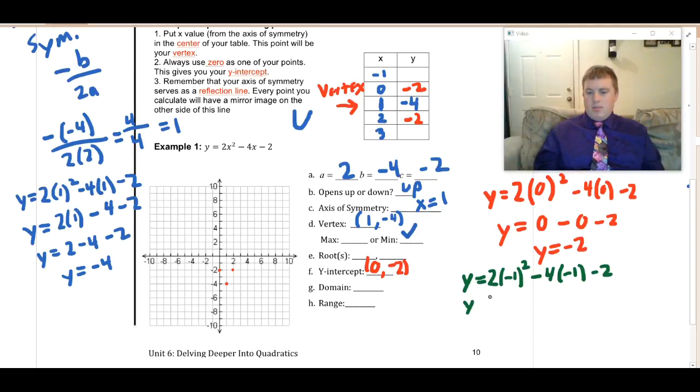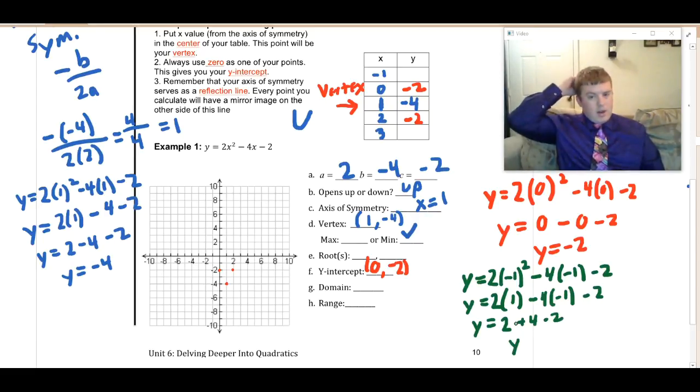So we can go ahead and simplify this. We do our exponents first. Negative 1 squared is going to be a positive 1. Remember, if you put this into your calculator, make sure you put parentheses around that negative so that it follows the order of operations correctly. Then we're going to have minus 4 times negative 1 minus 2. We do our multiplication. 2 times 1 is 2. A negative 4 times a negative 1 is a positive 4. And then we have a minus 2 at the end.